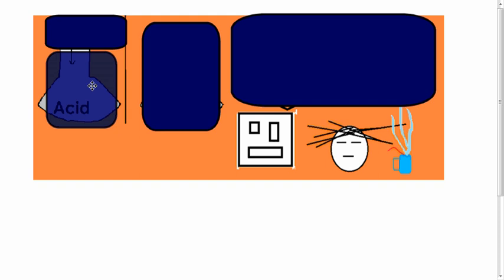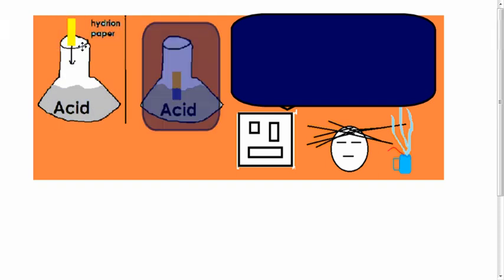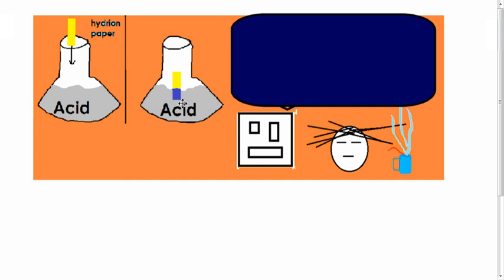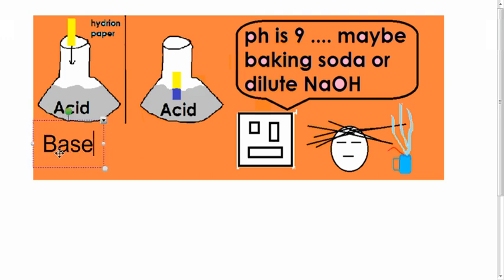On the converse, if they've got a solution and they put some pH paper in it and it turns blue, they compare that to the scale and they say it's a 9. It may be baking soda or dilute NaOH. This really should be a base, not an acid. I meant to change that. There's a little error there. So that's the first method of determining what the acid is. Basically, you're testing the pH, testing how much hydronium or hydroxide you've got in there.